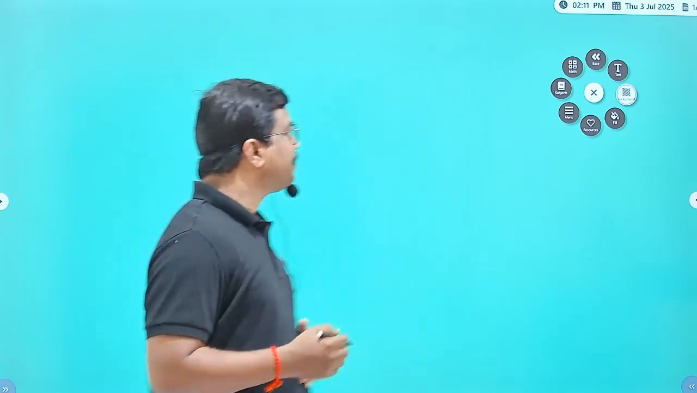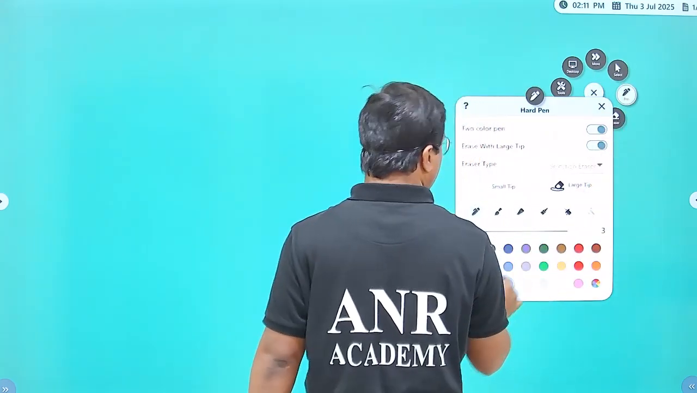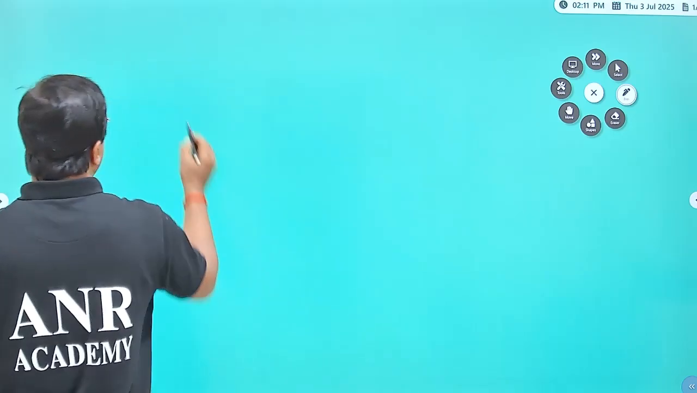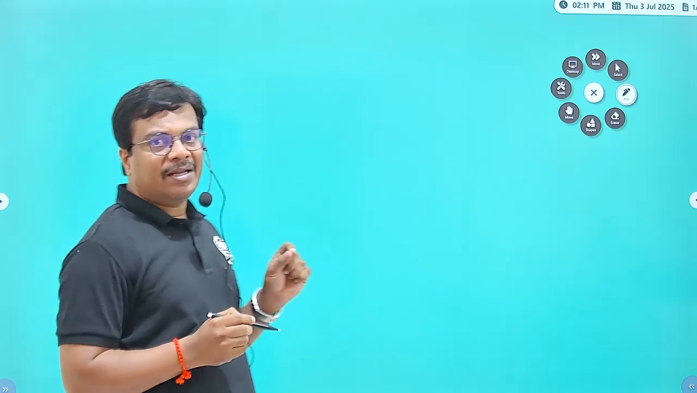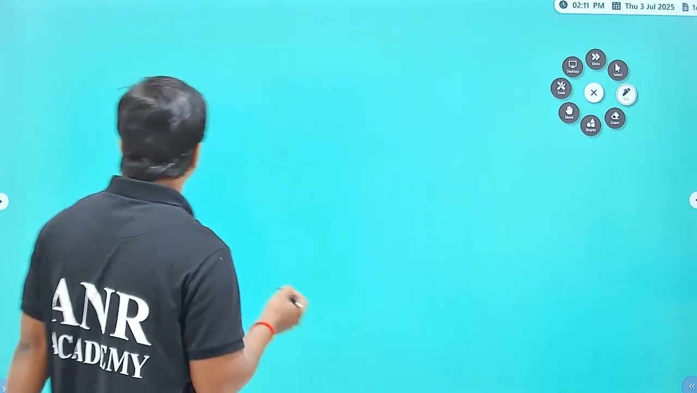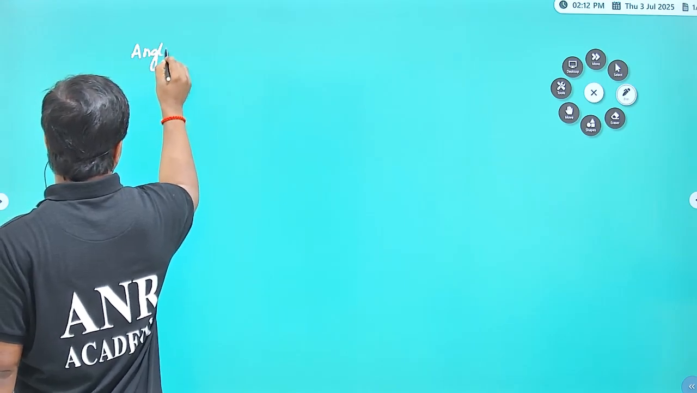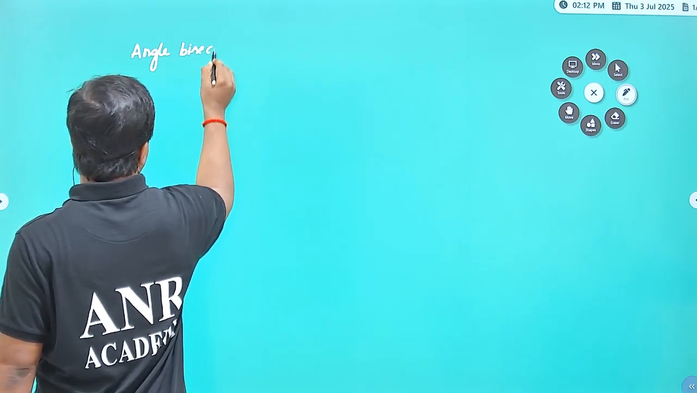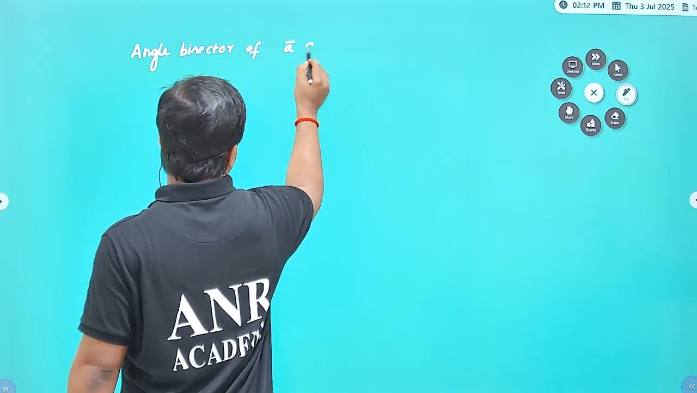Today we are going to discuss how to find the vector along the bisector of given two vectors. See the concept. Suppose that there are two vectors A bar and B bar, and we need to find the angle bisector of A and B. The concept is the angle bisector of given two vectors A bar and B bar.